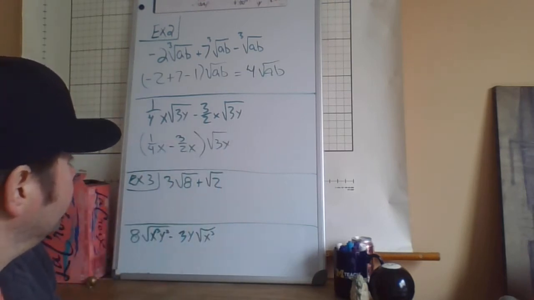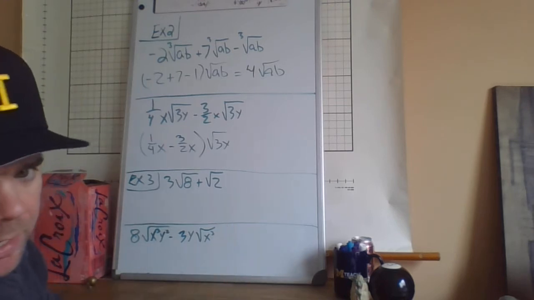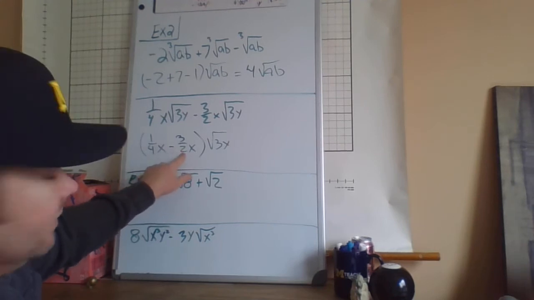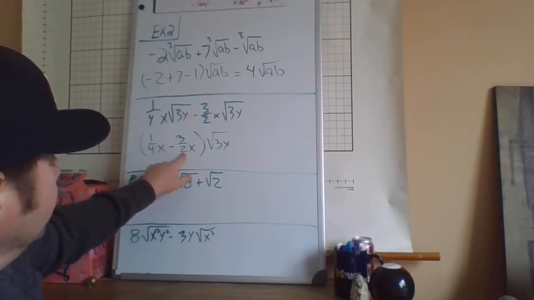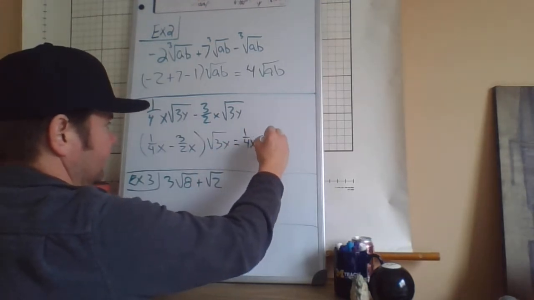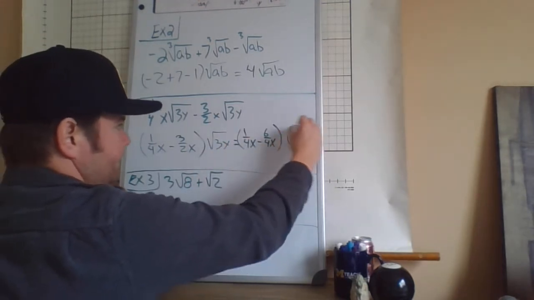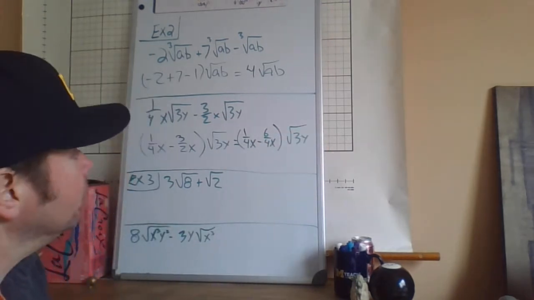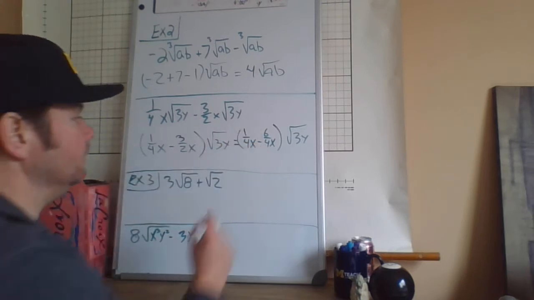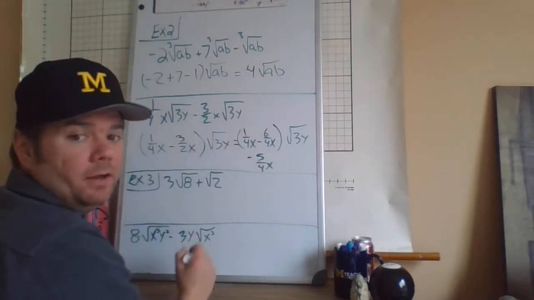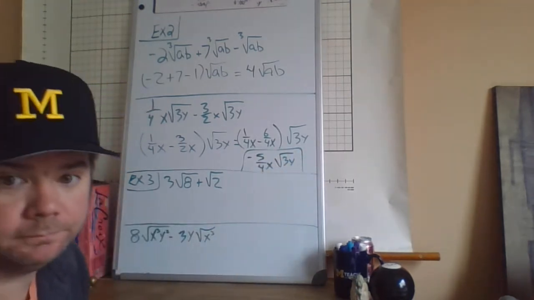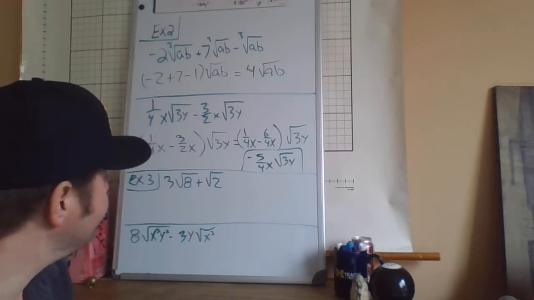All right, I'm going to do some stuff with fractions behind the scenes. I need common denominators. This is going to become 6/4, right? Actually, maybe I'll just do this. It's going to be 1/4 x minus 6/4 x times the square root of 3y. And now I can do my thing here. 1/4 minus 6/4 is -5/4 x times the square root of 3y. That's a wrap.